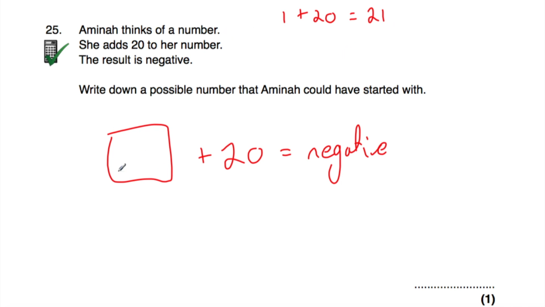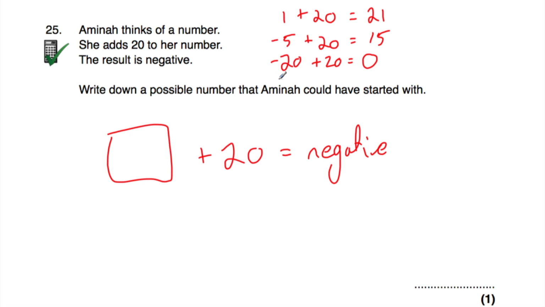So that means that Amina's number to begin with would have to be negative, but if it was a number such as -5 and she added 20, -5 plus 20 would be equal to, well, -5 plus 5 is 0. We've still got another 15, so that's equal to 15, and that's not negative either. If Amina chose the number -20 and she adds 20, that's going to bring her to 0, and that's not negative either.